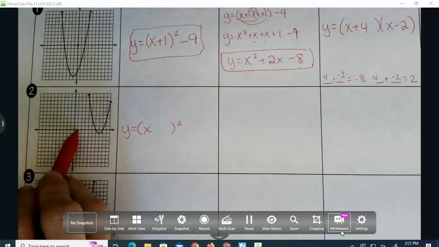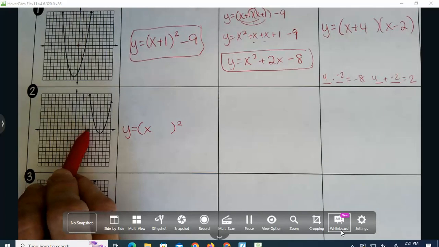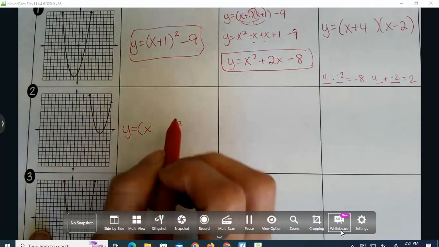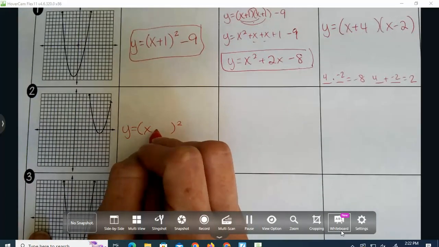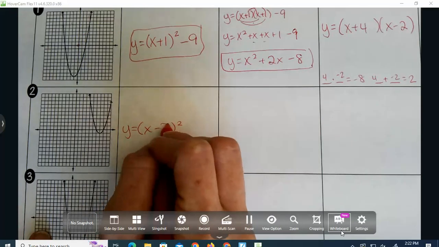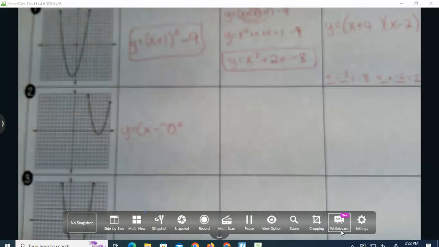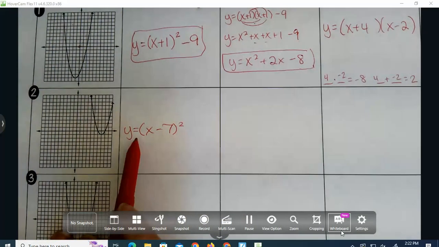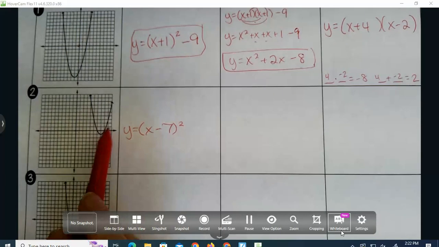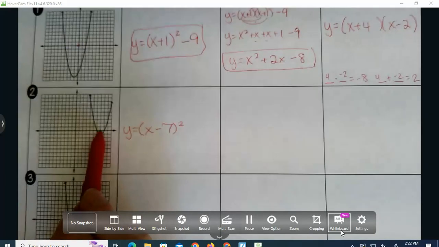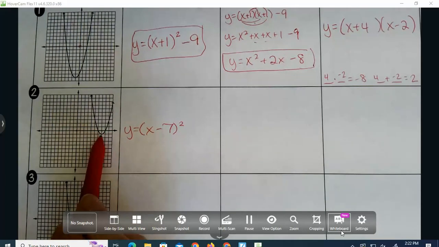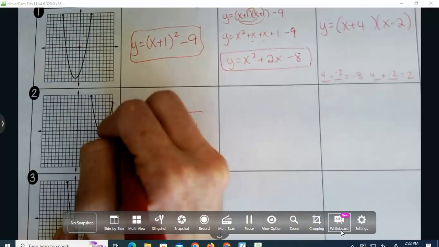So how far right did we move? 7. So it would be x plus 7 or minus 7? Minus. The x does the opposite of what you think. So moving in the positive direction actually subtracts. And then the graph moved how else? Down 1. So it has a minus 1.